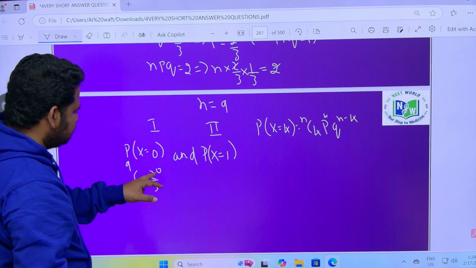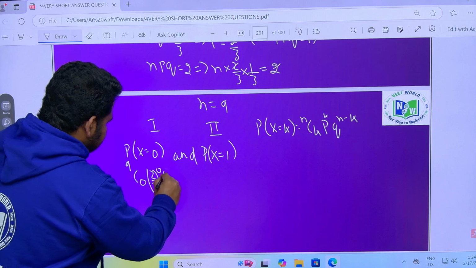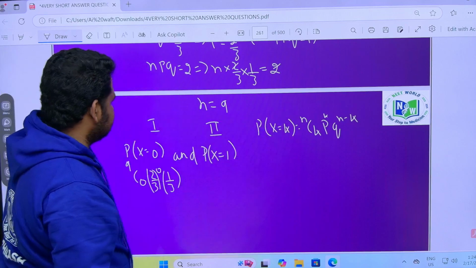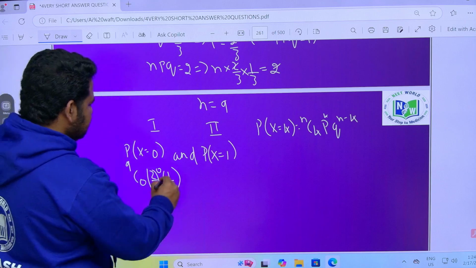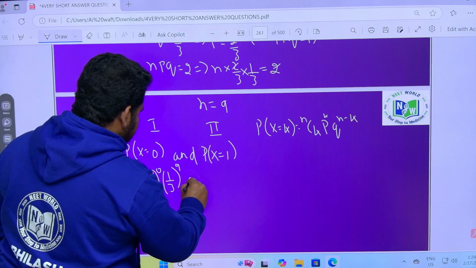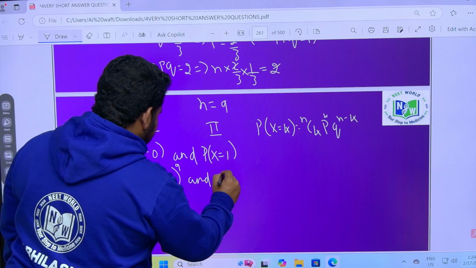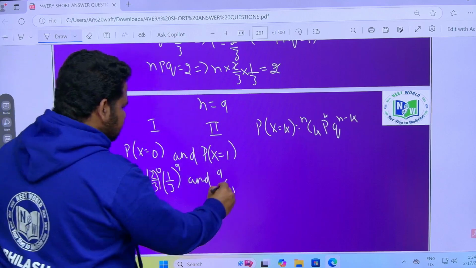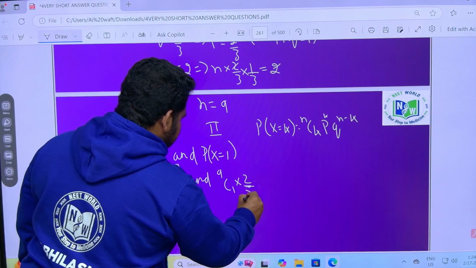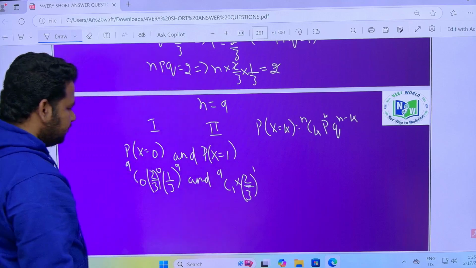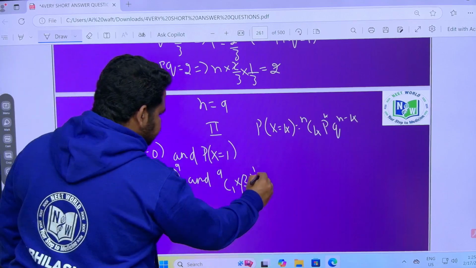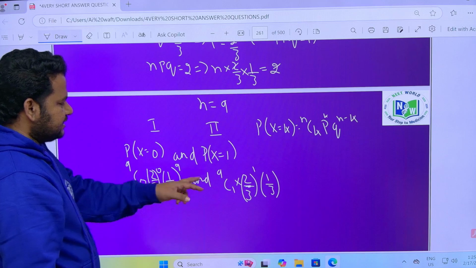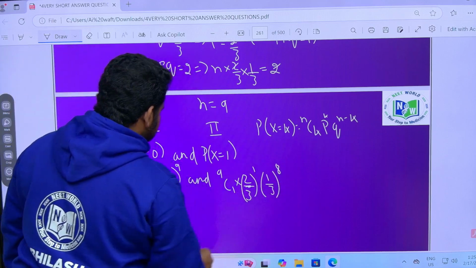So this is 2 by 3 to the power of 0 into q is 1 by 3. Q we got it as 1 by 3. Okay, 1 by 3 to the power of n minus k. N minus k is 9 minus 0. Okay, 9 minus 0 is 9 itself. Okay, and this term will be what? Okay, k is 1 and 9c1. Okay, 9c1 into 2 by 3 to the power of 1 into 1 by 3 to the power of n minus k. Here k is equal to 1, 9 minus 1 is 8.